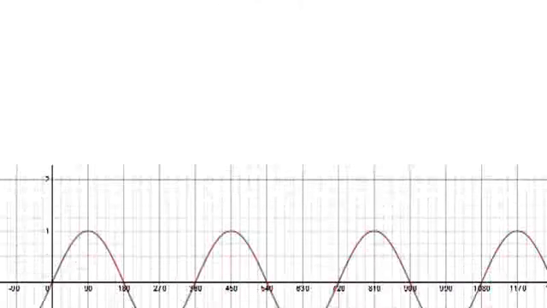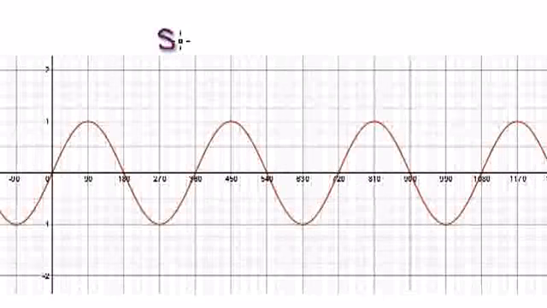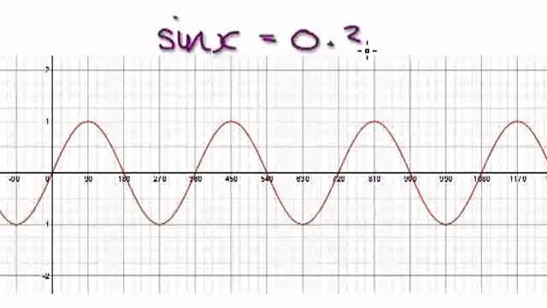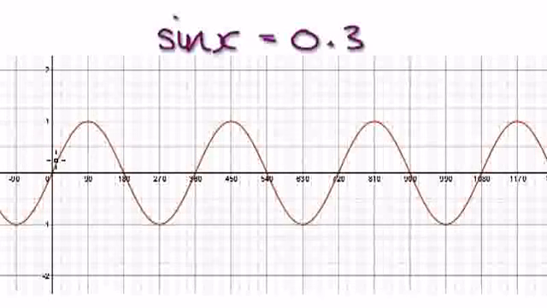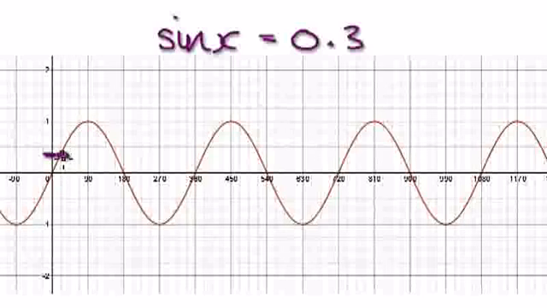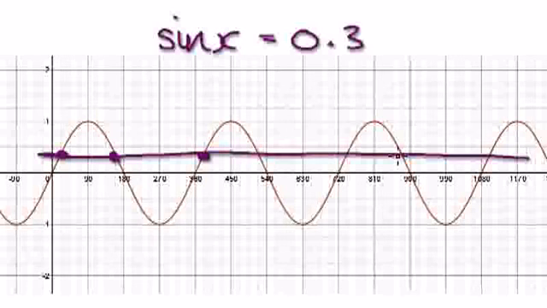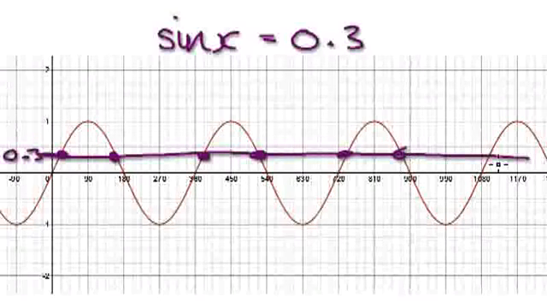Okay, let's say you've got a graph here of y equals sine of x. Now suppose you're asked to find sine of x equals 0.3. If 0 is here and 1 is here, we're going to guess 0.3 to be around here. So this here would be one solution, this here would be another solution, and this here would be another, because anything along here is equal to 0.3.